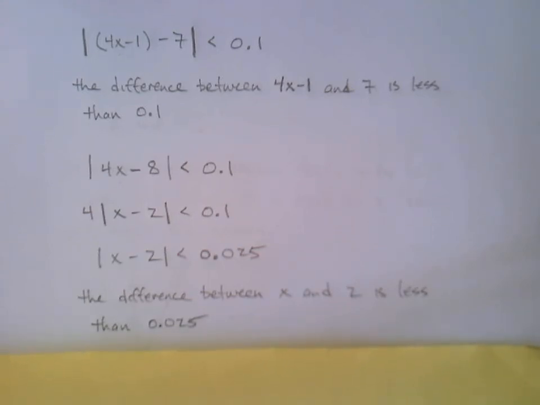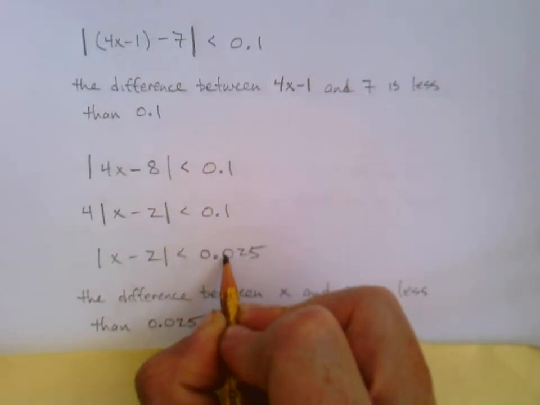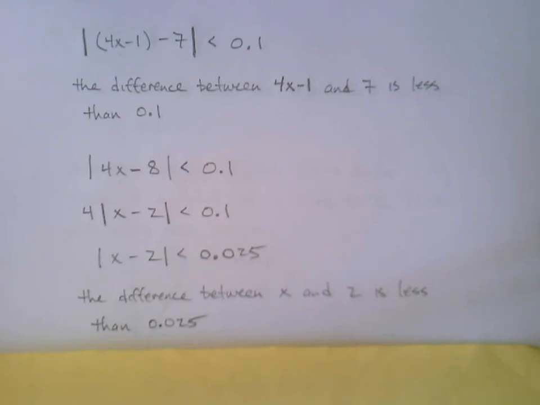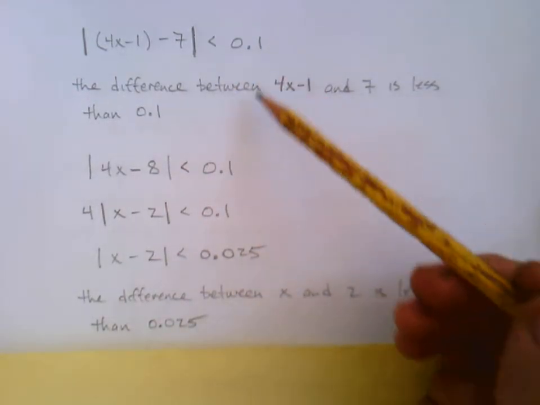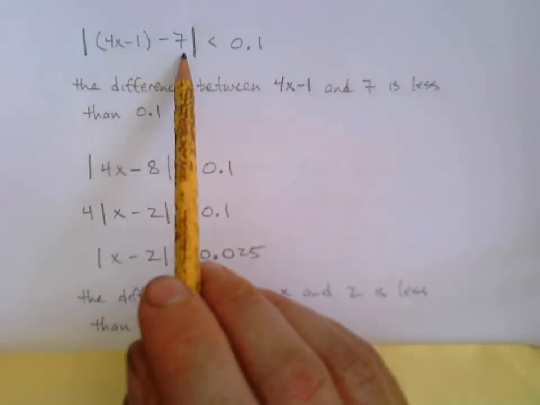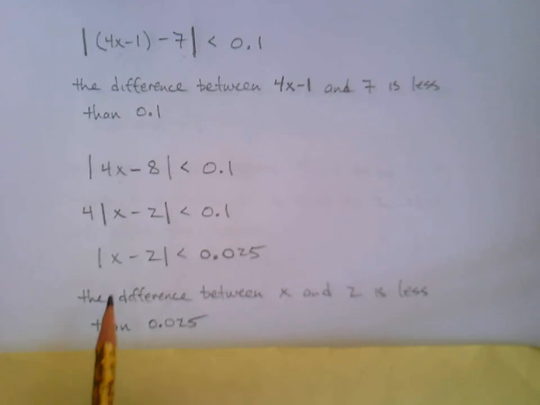What's nice about this style of approach is we see the answer right there. We don't have to go back and think, how far is that from 2? We see the 2 right here. The difference between x and 2 is less than that distance, 0.025. So at the beginning, it takes the same form as the end. The difference between the function and 7, we want it to be less than 0.1. We end up with the difference between x and 2 is less than this number, and that's what we were after. There's still more to chat about before we get to that precise definition.